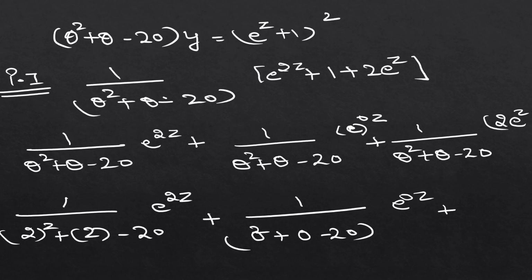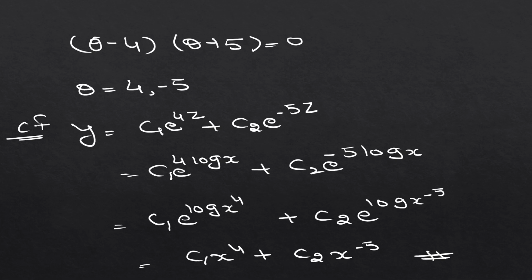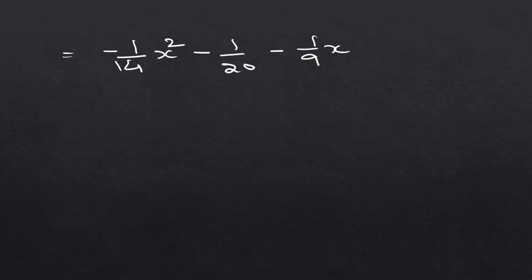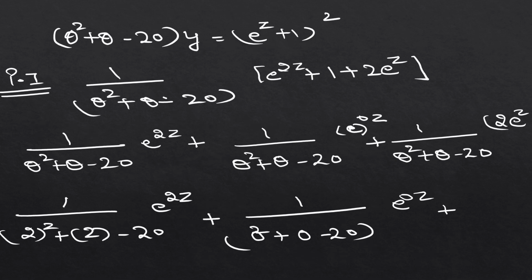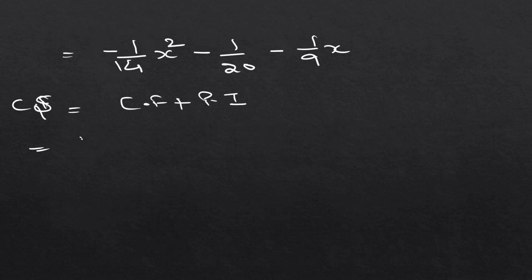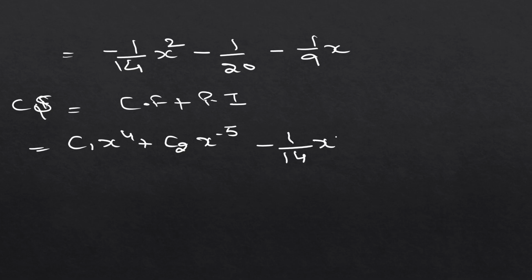As we know, we have already found the complementary function, and we have found its particular integral. Now how can we write down the complete solution? The complete solution is the complementary function plus the particular integral. So what is my complementary function? It's c1 x raised to power 4 plus c2 x raised to power minus 5, minus 1 by 14 x square, minus 1 by 20, minus 1 by 9 x. So this is our complete solution. Thank you very much.